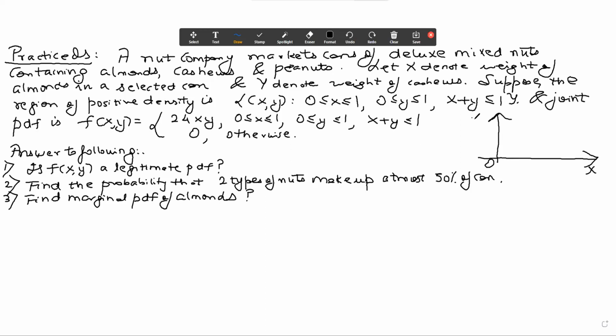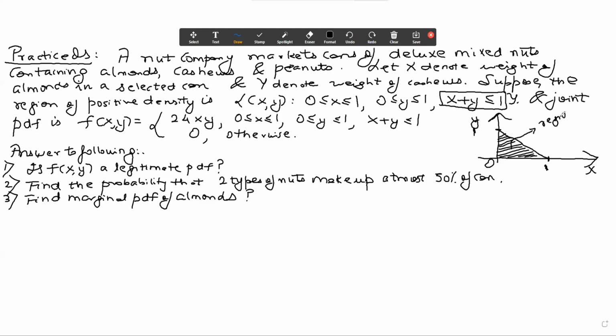X, y. How will I plot this inequality? If y is 0, x is 1. If x is 0, y is 1. It will be a line passing through these points. And x plus y less than or equal to 1 means my shading will be in this direction. So this is my region of positive density.